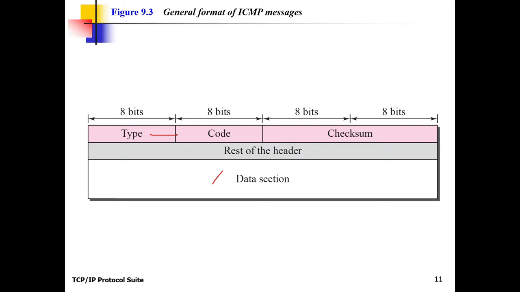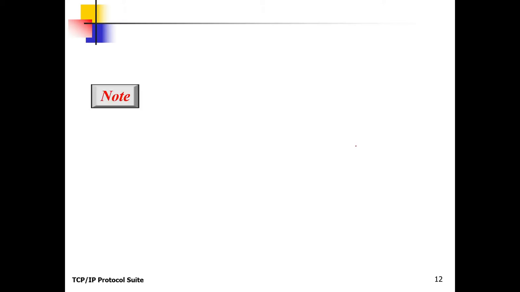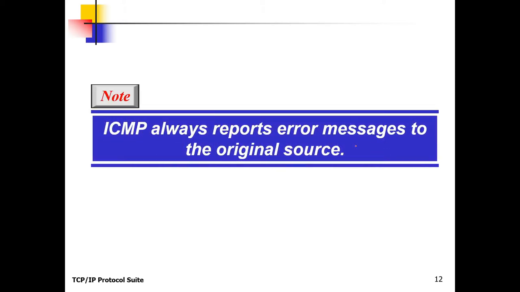And the code field specifies the reason for a particular message type. And the last common field is the checksum, which we already explained. The data section, as we said, has the error message and carries the information for finding the original packet that had the error. All right.